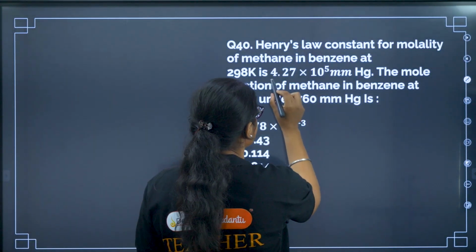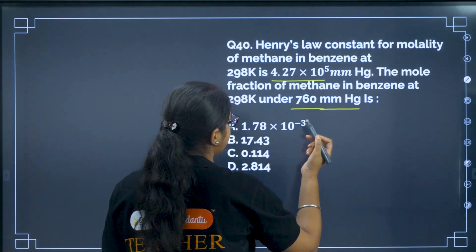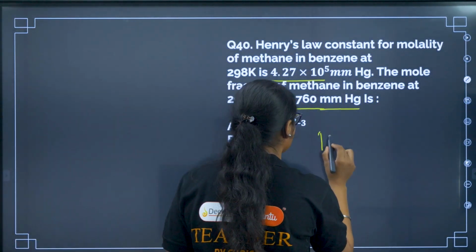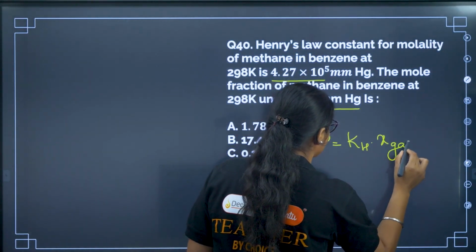Henry's law constant is given to us. Mole fraction is given at 760 mm of Hg. We have to find it out. So what is the formula for Henry's law? P is equal to Kh into mole fraction of the gas.